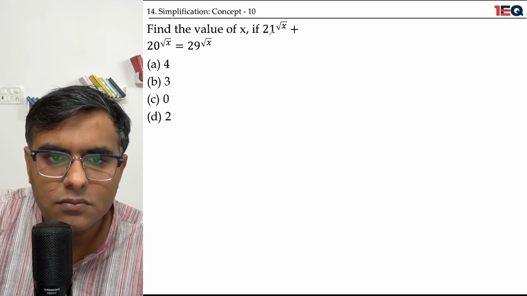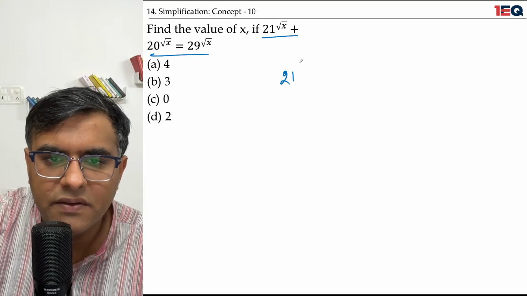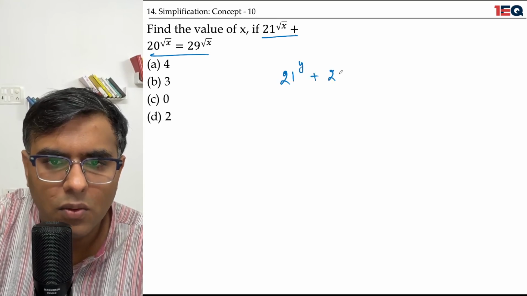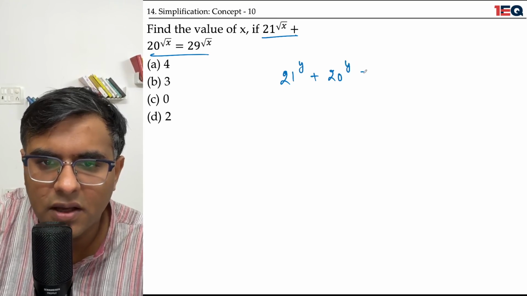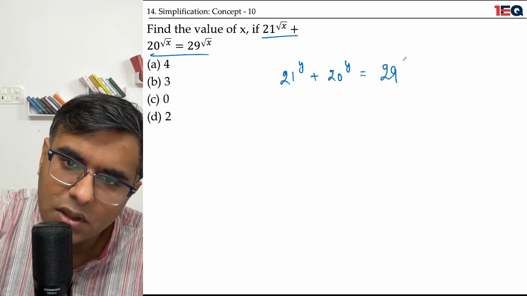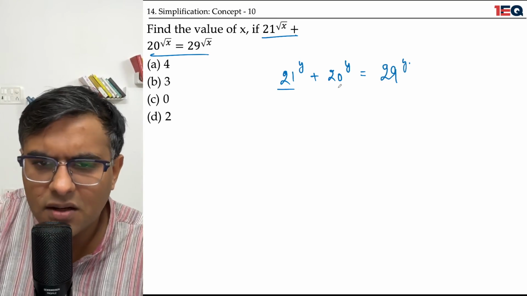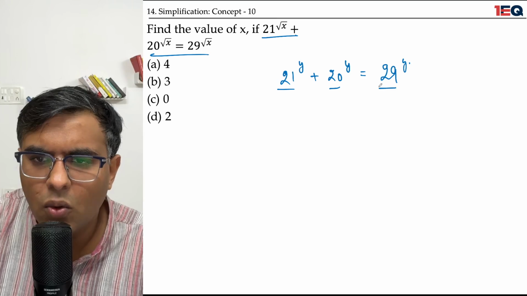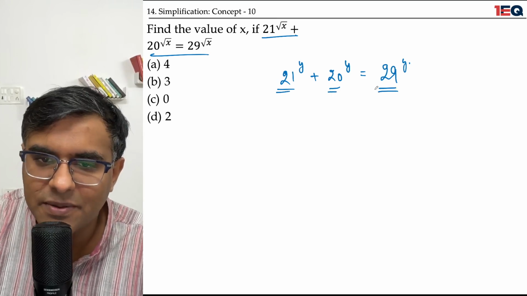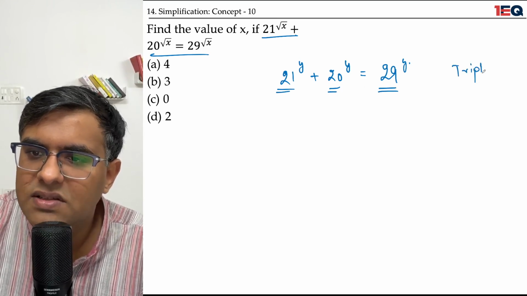Moving ahead, it talks about 21 raised to the power something, let's assume y, plus 20 raised to the power y again is equal to 29 raised to the power y again. Okay, so for the students who are a little familiar, with a little experience with this examination, this is a standard triplet. Okay, this is a standard triplet.